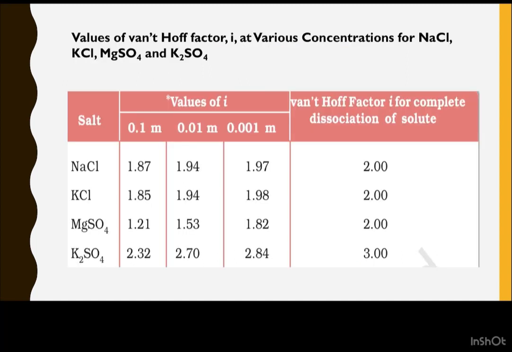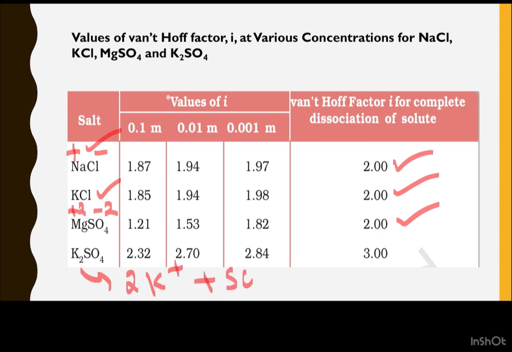Let's have a look at this table, which is from your NCERT book again. As I told you, if it is an ionic compound like NaCl, 1 Na plus ion, 1 Cl minus ion, so the i value is 2, because after dissociation it will be 2 ions, and before dissociation it was just 1 particle. So 2 by 1 is 2 straight away. Same way for KCl, already discussed, 2. MgSO4, 1 Mg2 plus ion, 1 sulfate ion, 2. For K2SO4, 2 potassium ions, 1 sulfate ion, so 2 plus 1 is 3. The i value is 3. Sometimes you can expect such questions, 1 markers, MCQs, very short answer type questions, that for this particular compound, what is the value of i?